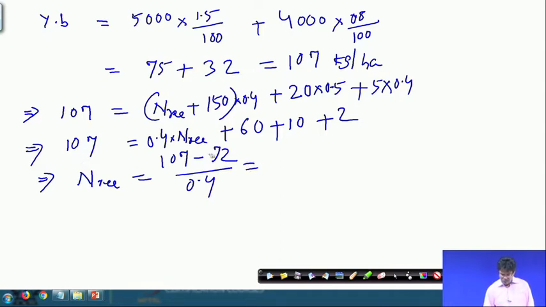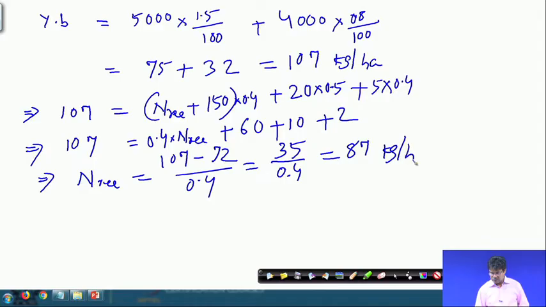So, that is equal to... so this becomes 35, right? 107 minus 72 is 35. 35 divided by 0.4. So, that is equal to 87, right? So, it becomes 87 kg per hectare.